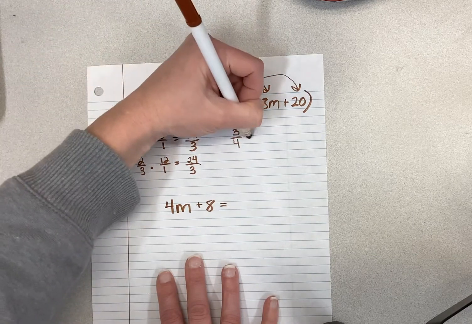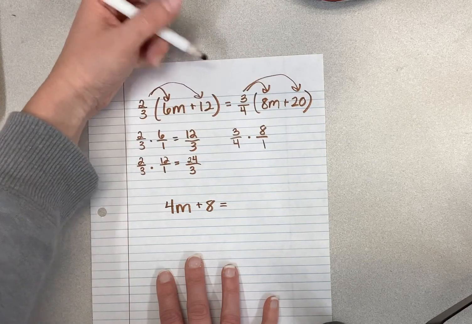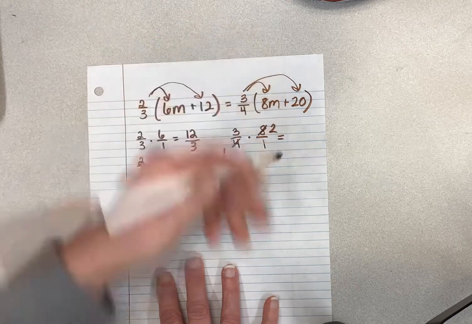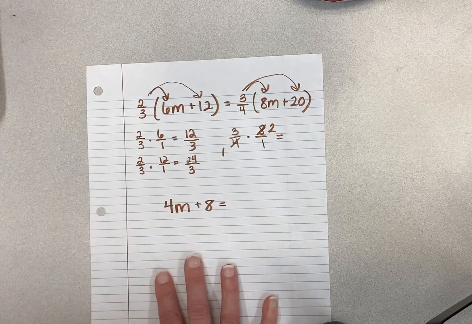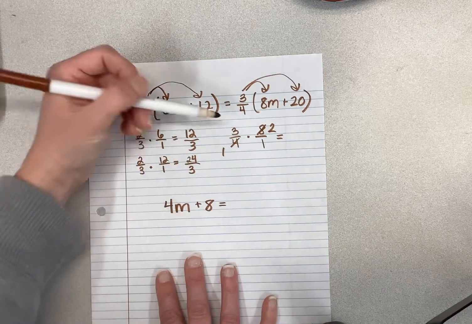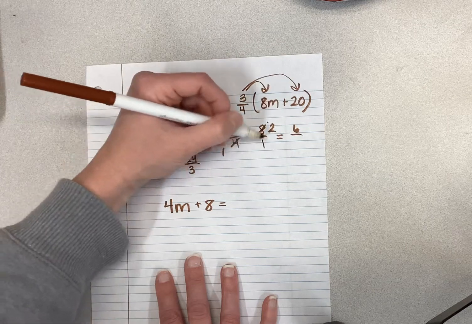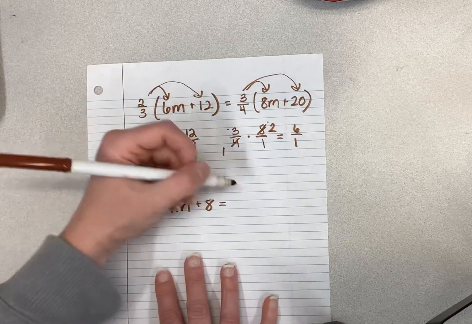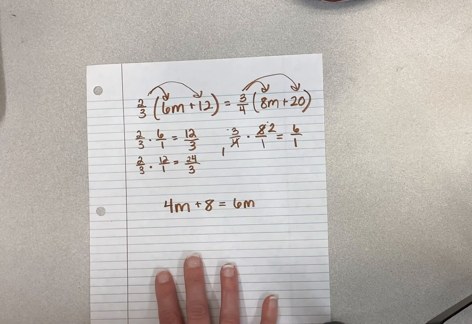3/4 times 8 would be the same thing as 3/4 times 8 over 1. I always like to model that cross simplifying. That's the strategy I prefer to use. You do not have to show that, but I noticed my 4 and my 8 could both be divided by 4 to give me 1 and 2. 3 times 2 is 6, 1 times 1 is 1, and 6 over 1 simplifies to 6. So my first term on that side is 6m.